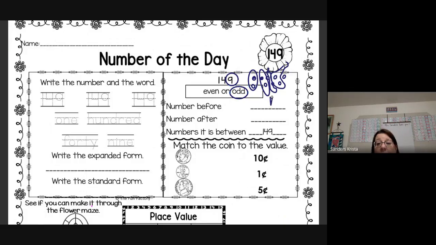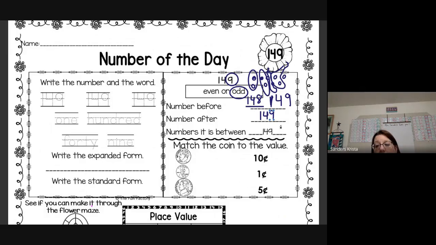If my number is 149, and I want to know the number before 149, my ones are going to change, right? I'm going to have 1 in the hundreds, 4 10s, and 8 ones. Okay, if I need to know the number after 149, that means I have 4 10s and 9 ones.